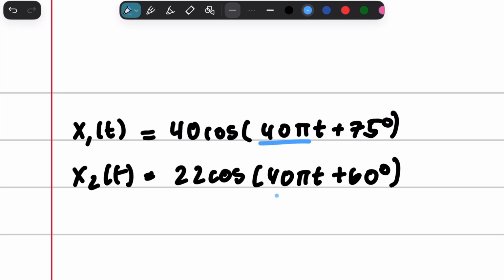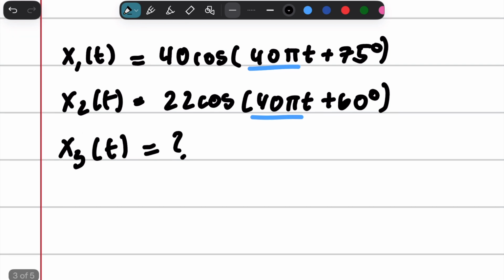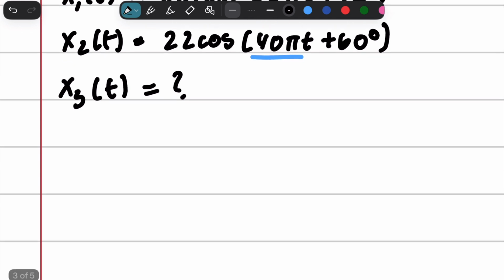Now, the first thing you want to do before you try to do phasor addition is to check the frequencies. Are they the same? It appears that they are the same. I actually didn't define the question, but we want to find x3 of t, which is just x1 of t plus x2 of t. So we need to use phasor addition so that we can get x3 of t rather simply.